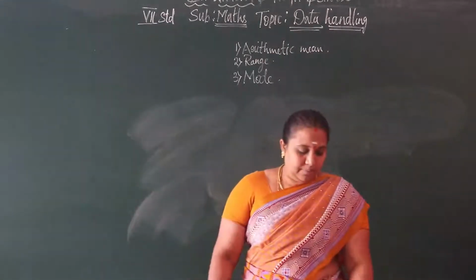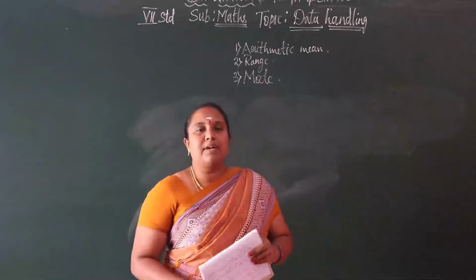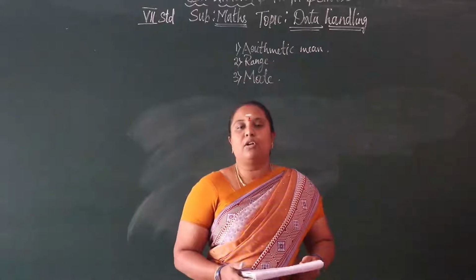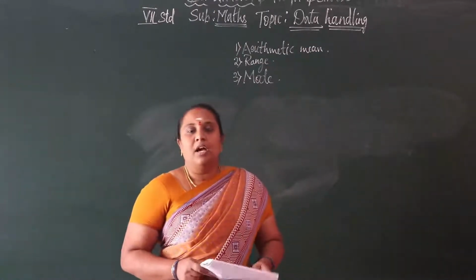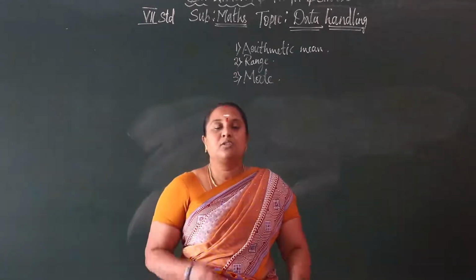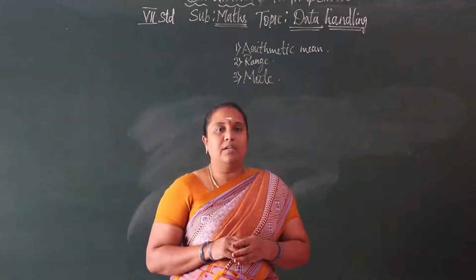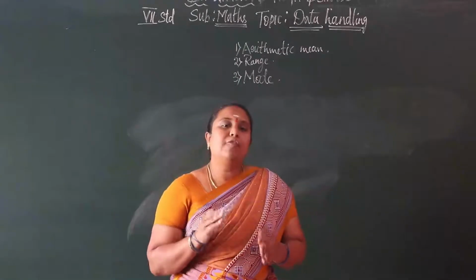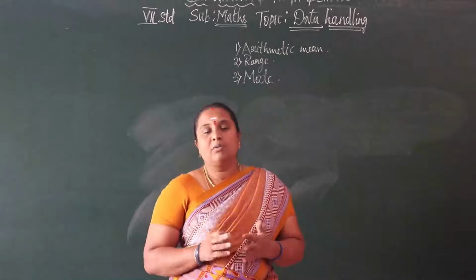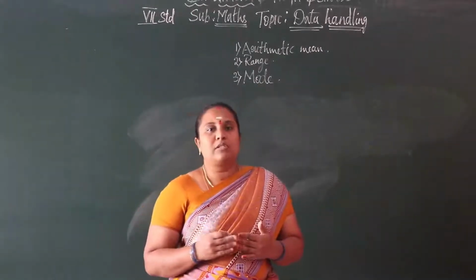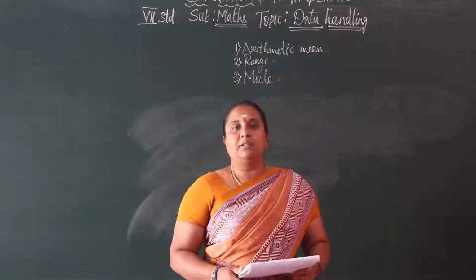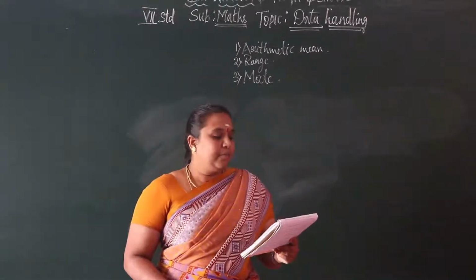Okay, children, example 5 is given in your textbook. Following are the margins of victory in the football matches of a league. The set of values is given to you. Victory means they won, in the set of goals. So how many goals did they win by? Let us see.